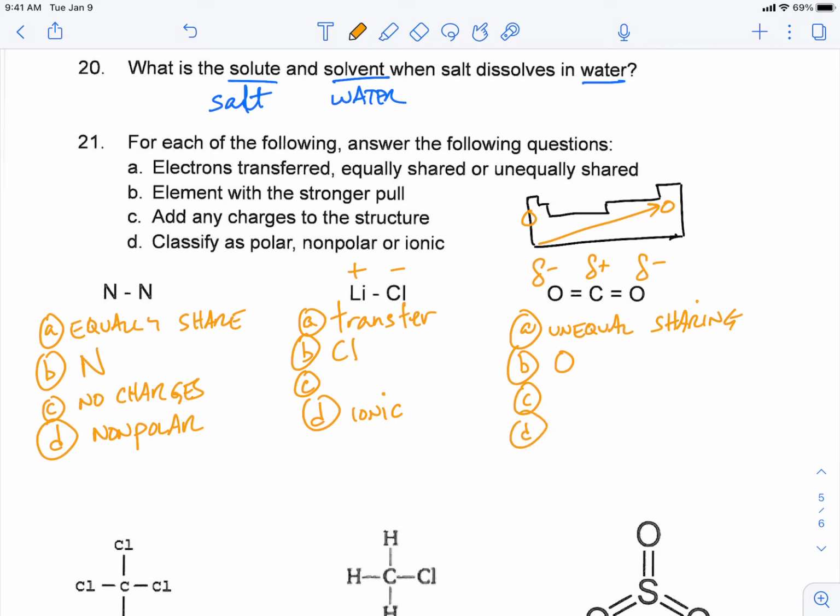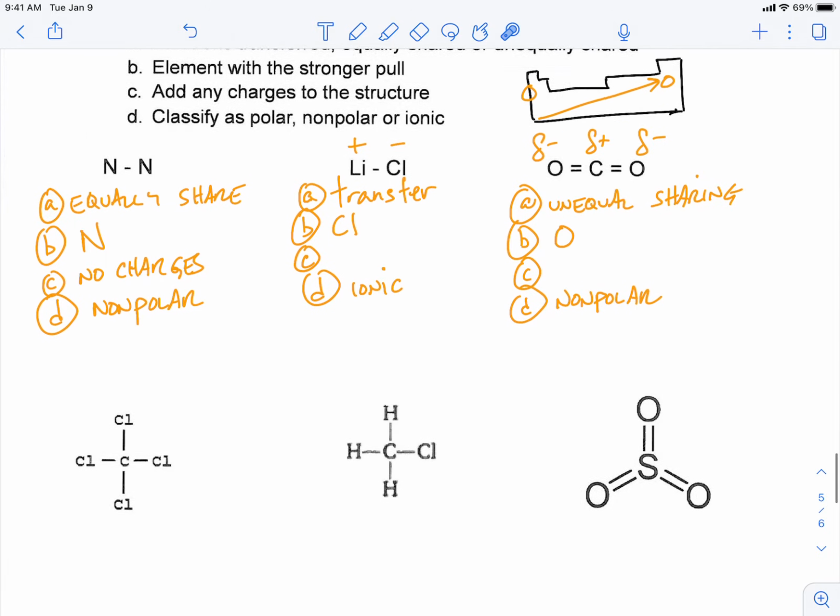For letter D, classified as being polar, nonpolar, or ionic. In this molecule, this one is going to be nonpolar. We can think about lines of symmetry. There's two. Also on the outsides of the molecule, it's all the same charge. All right, so that's no poles, non-polar.